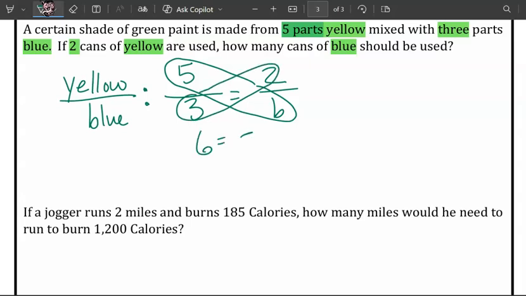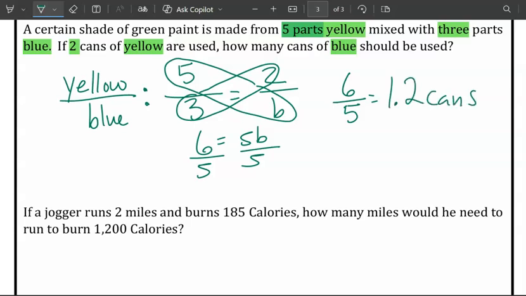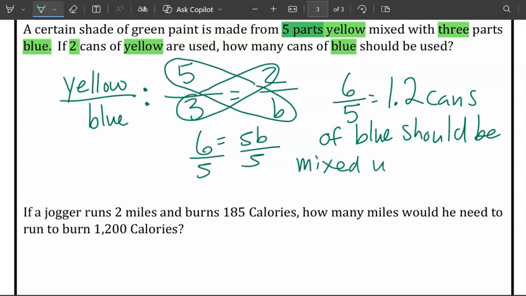6 equals 5B. Divide by 5. B equals 6/5 cans of blue. 6 over 5 is 1.2 cans. So say 1.2 cans of blue should be mixed with 2 cans of yellow paint.